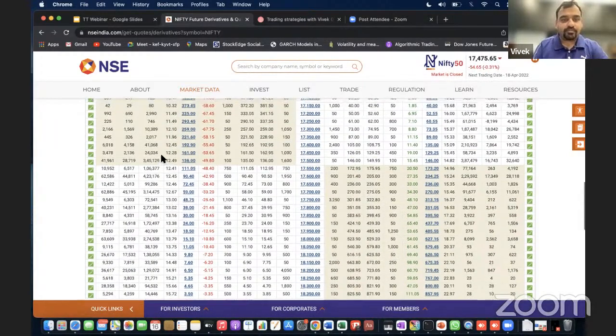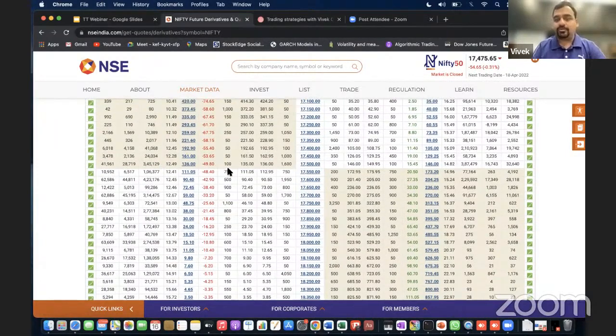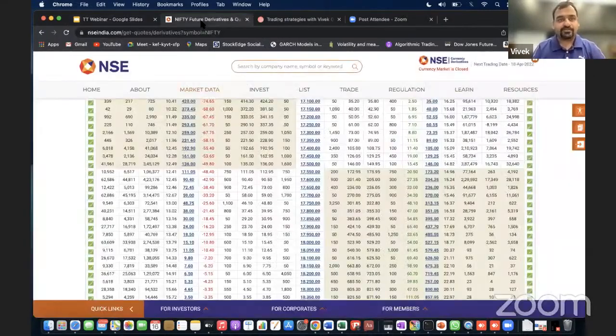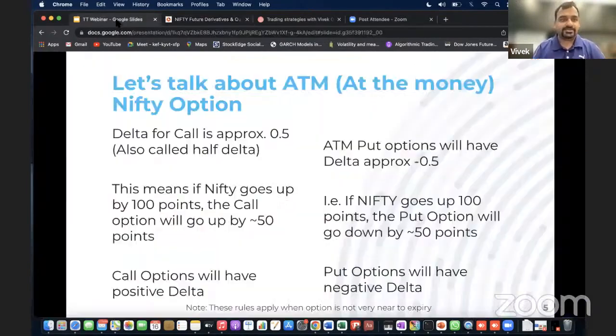Usually the at the money option's delta is 0.5, or half. So what it means is that if tomorrow Nifty goes up by, say, 100 points, this call option will go up by approximately 50 points. So if Nifty goes to 17,650 or something from currently 17,550 or so, this option will rise approximately 50 rupees. So 136 will become about 186 rupees.